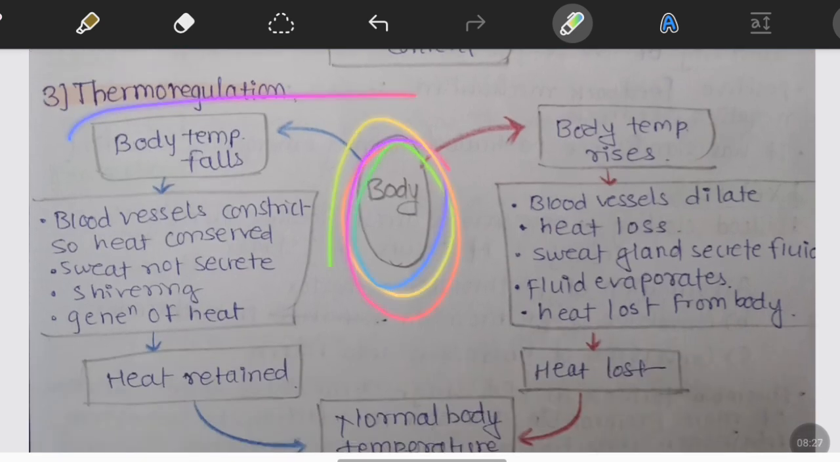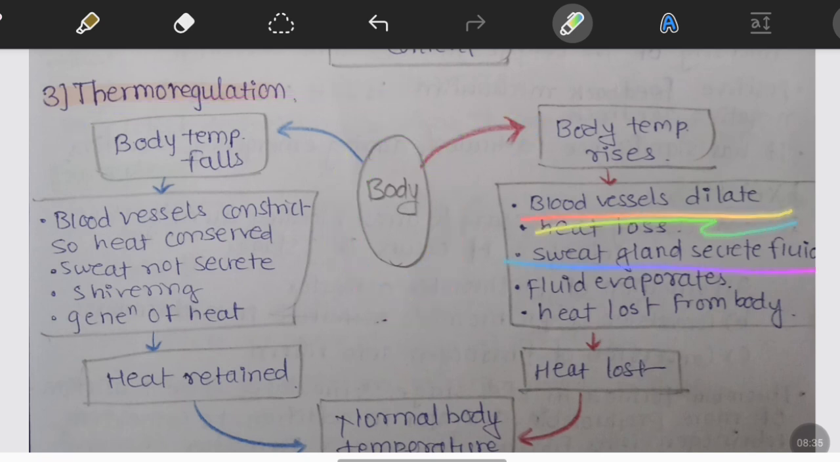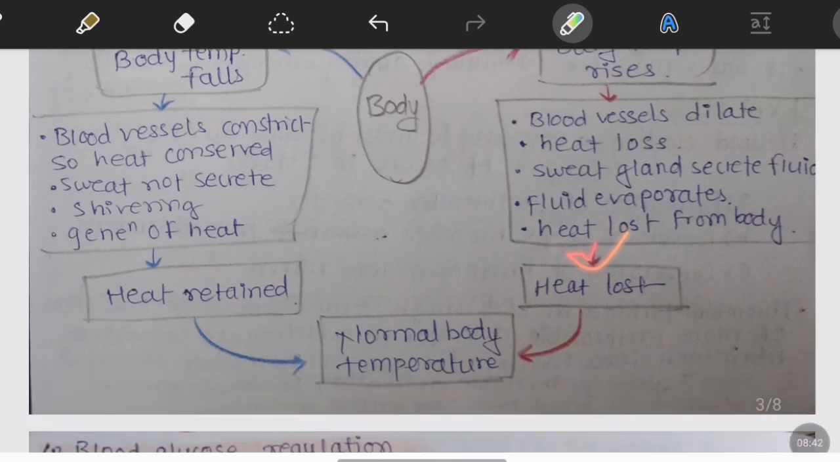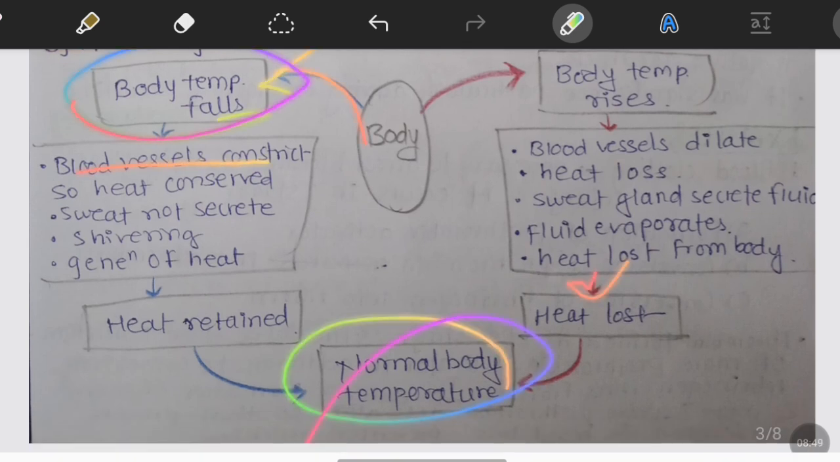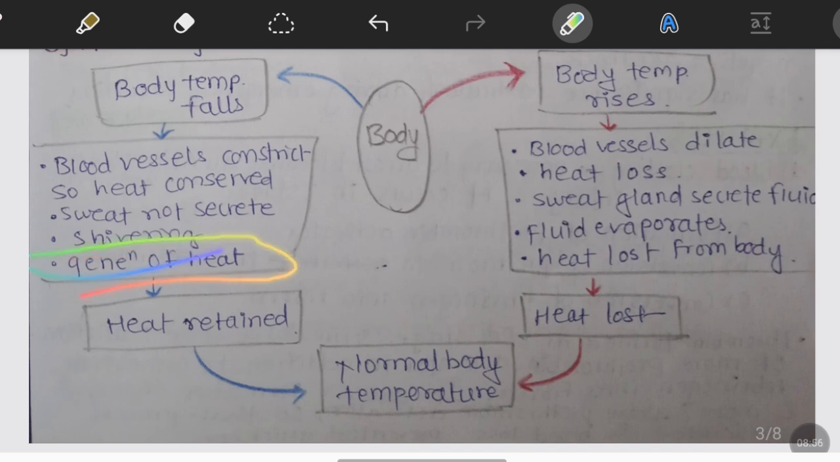Here is our body. If body temperature rises, blood vessels dilate, heat loss occurs, sweat glands secrete fluid, and the fluid evaporates, causing heat loss from the body, and then the body temperature becomes normal. If body temperature falls, blood vessels constrict, so heat is conserved, sweat is not secreted, and a shivering effect occurs, generating heat, and that heat is retained, and normal body temperature is restored.